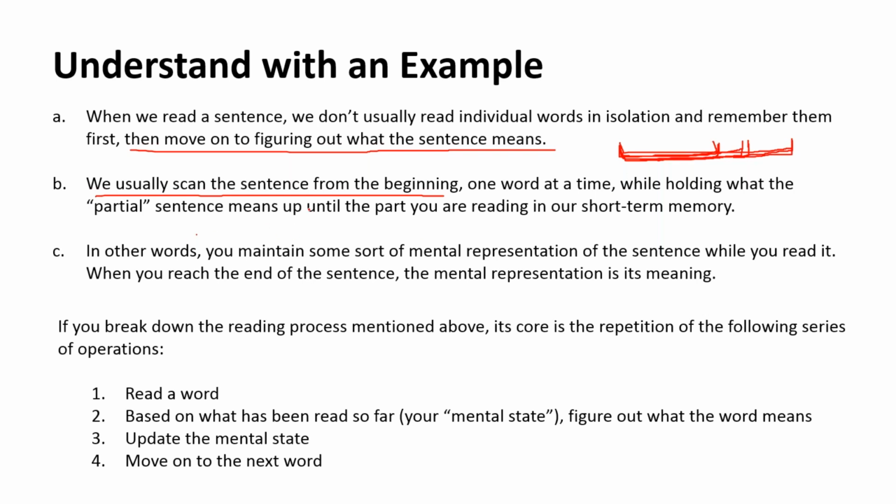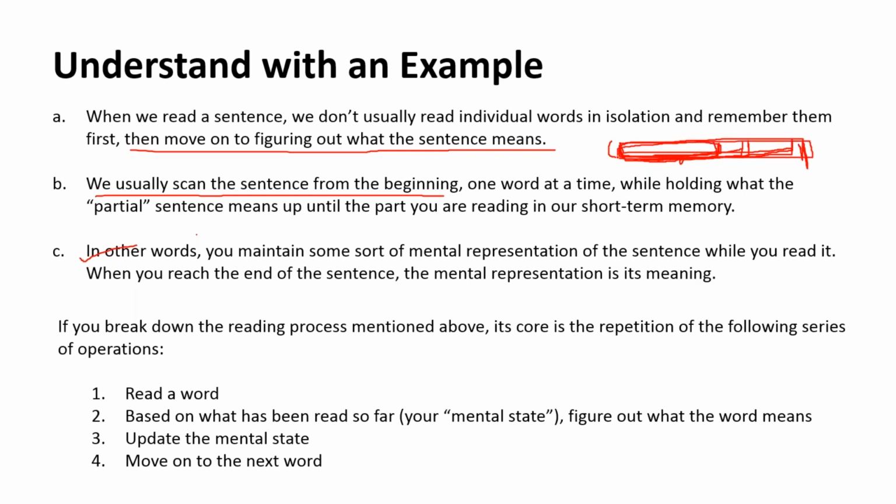So this is basically what we can call short-term memory. We usually scan the sentence from the beginning, one word at a time, while holding what the partial sentence means up until the part you are reading. In other words, you maintain some sort of mental representation of the sentence while you read it. While we are reading, we have that idea of what it means up to this point. When you reach the end of the sentence, the mental representation is its meaning. So when you reach here, you get the meaning of the complete sentence.